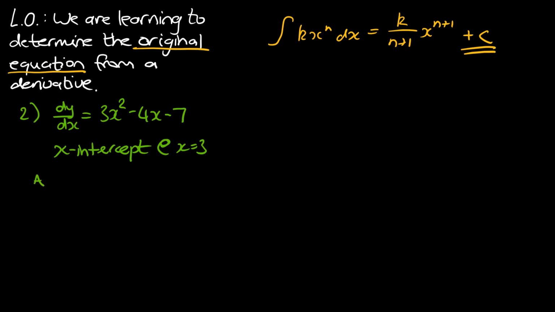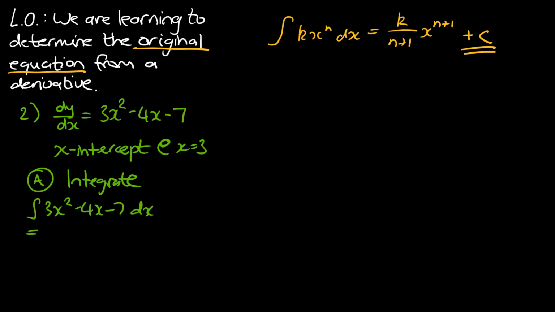So like we did before, first step, I'm going to call it a this time. We do need to go through that integration process, so we do need to integrate. So we are looking to integrate 3x squared minus 4x minus 7. What would that come to?